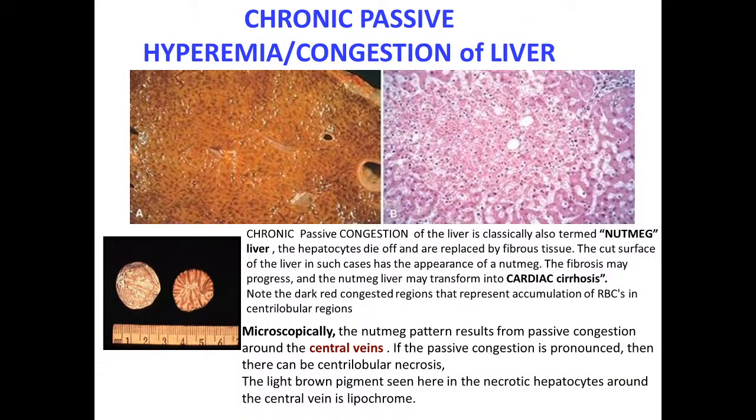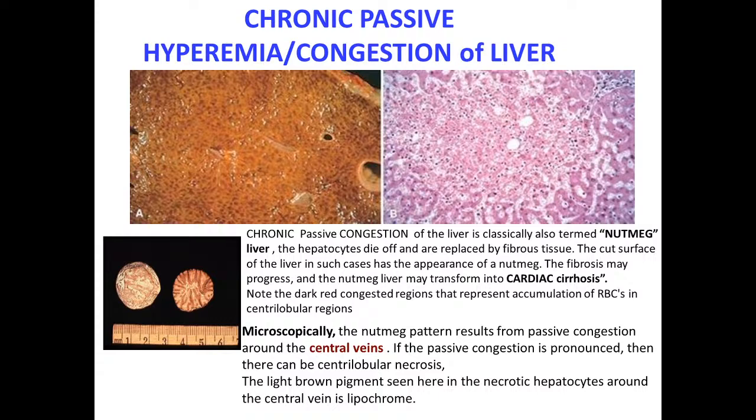Chronic passive hyperemia. Passive congestion of the liver is classically also termed nutmeg liver. The hepatocytes die off and are replaced by fibrous tissue. The cut surface of the liver in such cases has the appearance of nutmeg. The fibrosis may progress and the nutmeg liver may transform into cardiac cirrhosis.